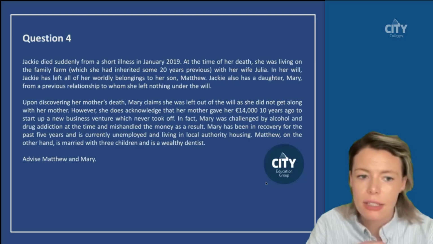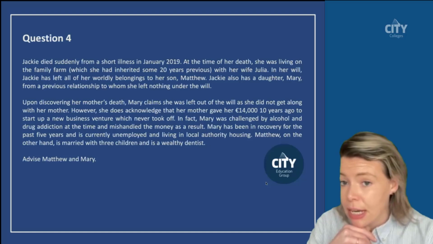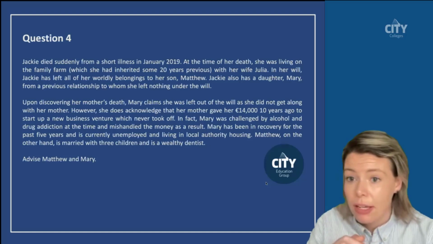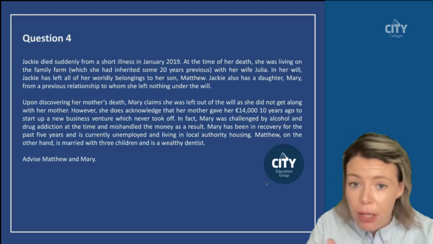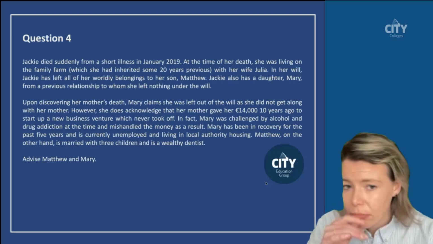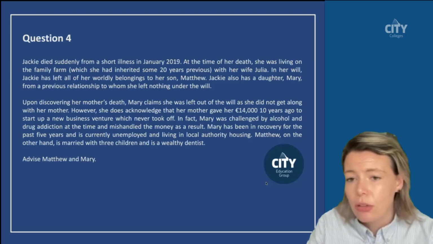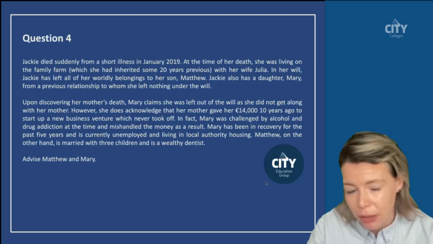So let's have a look at Jackie here. She died suddenly from a short illness in January 2019, and at the time of her death, she was living on the family farm that she'd inherited with her wife, Julia. So we know she's married. In her will, Jackie left all of her worldly belongings to her son, Matthew. Jackie also has a daughter, Mary, from a previous relationship to whom she's left nothing under the will.